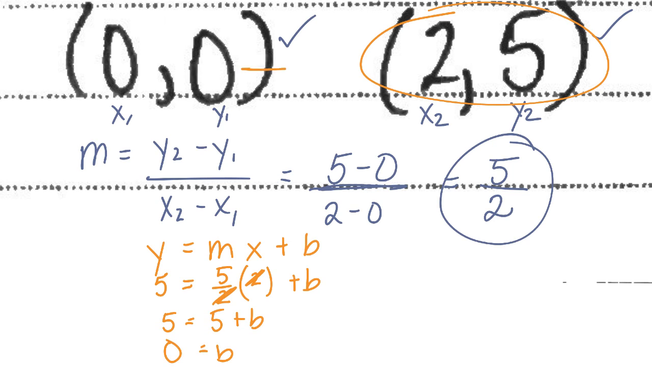Well, that would make sense, because isn't this the y-intercept? The y-intercept is when x equals 0. So I actually took the hard way. I should have taken the easy way. My equation and my answer is just y equals 5/2 x. Now, could I put plus 0? For sure. Do I need plus 0? Not at all.